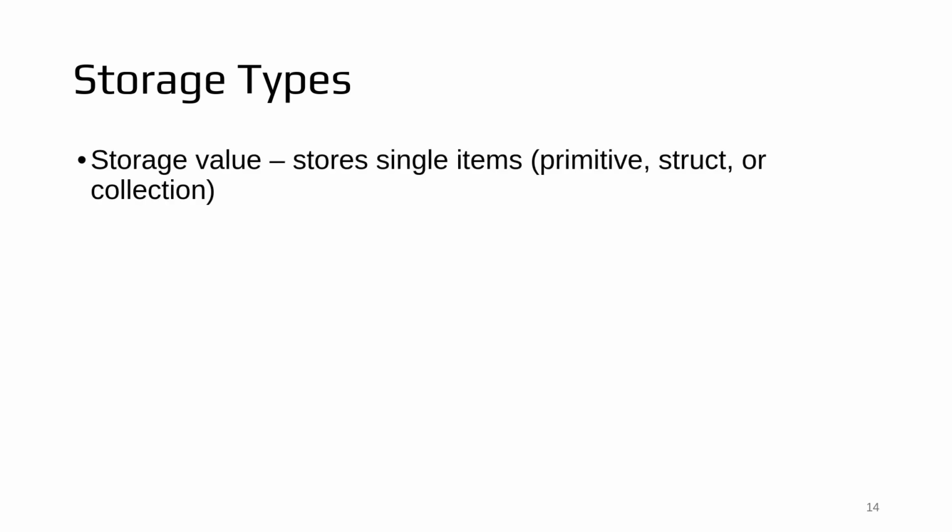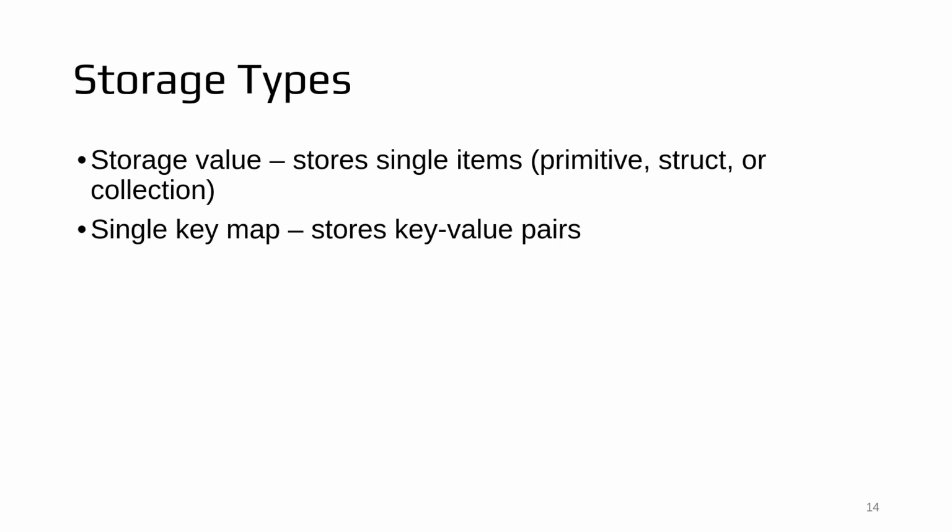There are different storage types that you can use in your pallets when programming your own pallet in Substrate. The first is a storage value, which you can think of as a variable. It basically just stores a single item, and that single item can be a primitive or a struct or a collection, whatever it is.